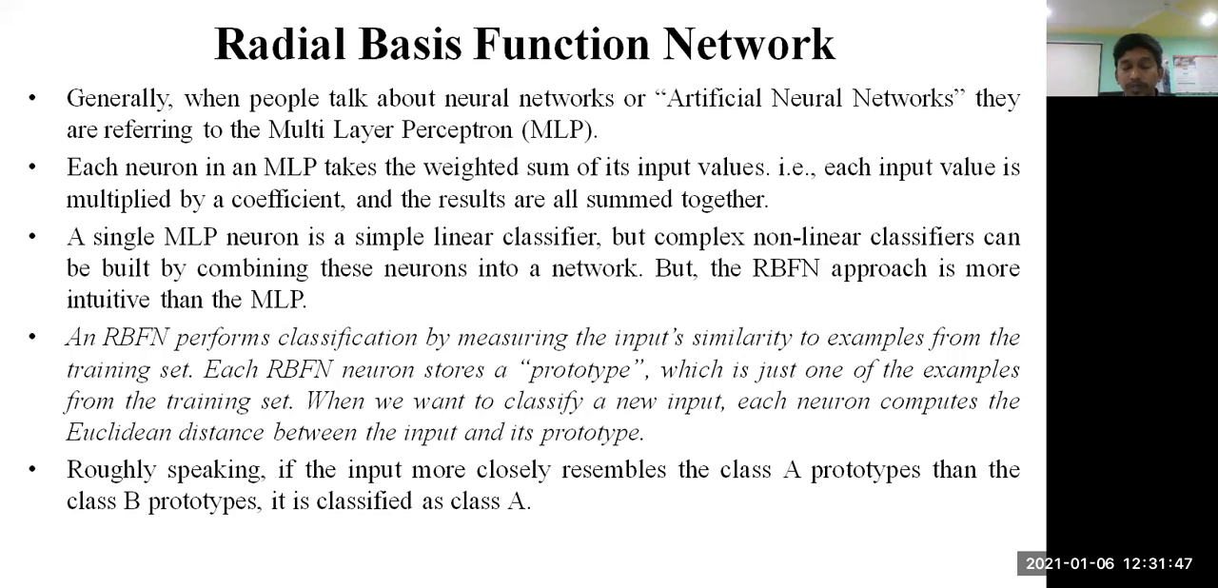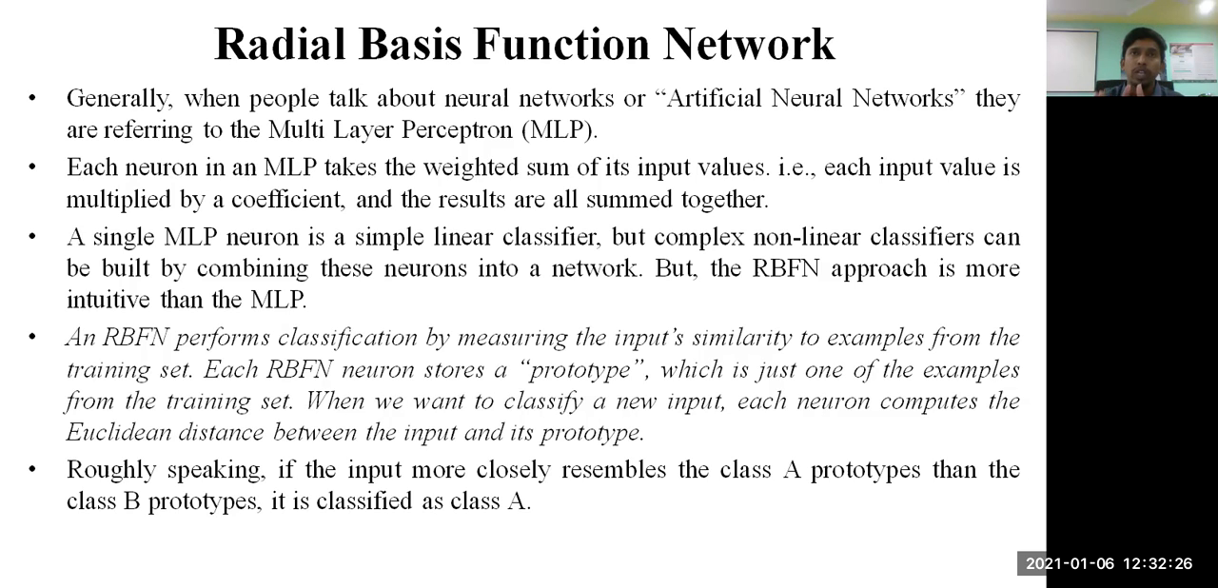Even in the KNN classification algorithm, we use Euclidean distance to compute the distance between the previously available points and the new points, and accordingly we classify the things. That's the reason the radial basis function network is also similar to a supervised learning algorithm like K nearest neighbor. In both algorithms we are using Euclidean distance as the metric to understand the difference between the points. Roughly speaking, if the input more closely resembles the class A prototypes than the class B prototypes, then it is classified as class A.